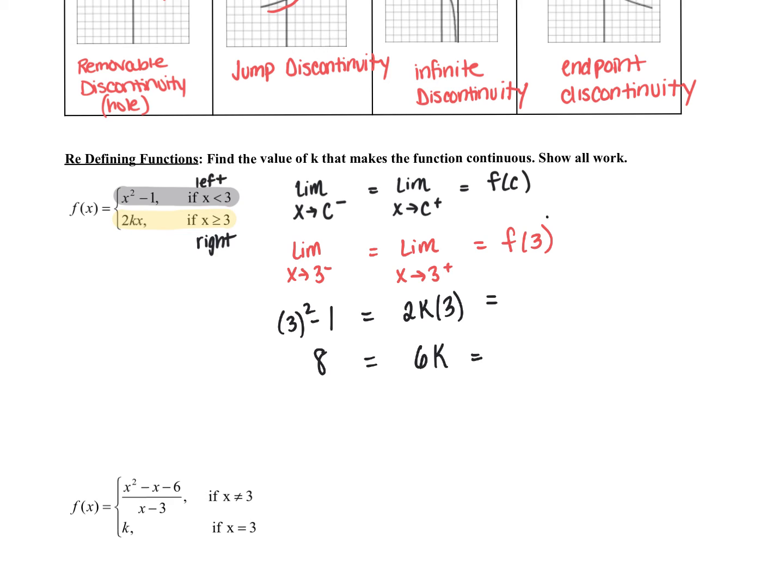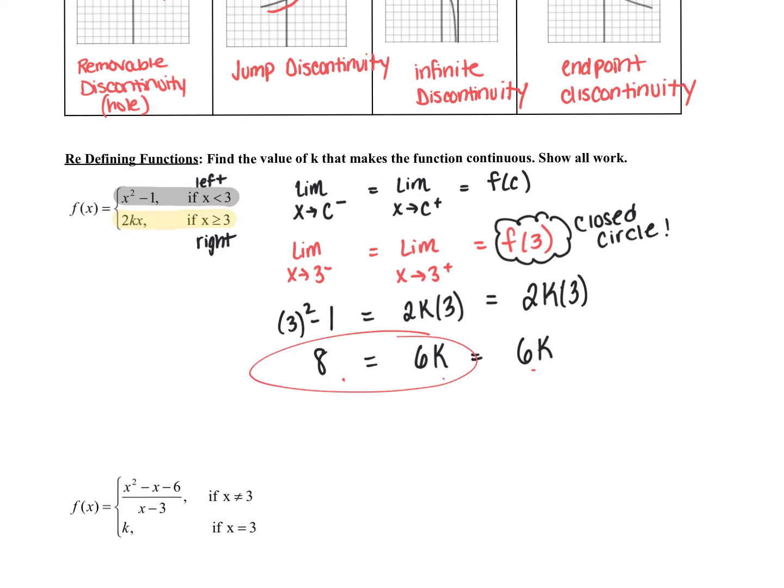So this one, we have to look at the closed circle. So my closed circle would be the one that has the line under it. So this one, right? So this would be the same as plugging in here, which is the right side. So 2k and x is 3. So 6k similarly. So just to solve, you're going to set any two of these equal to each other. So since these two are equal, we're going to set these two equal and solve.